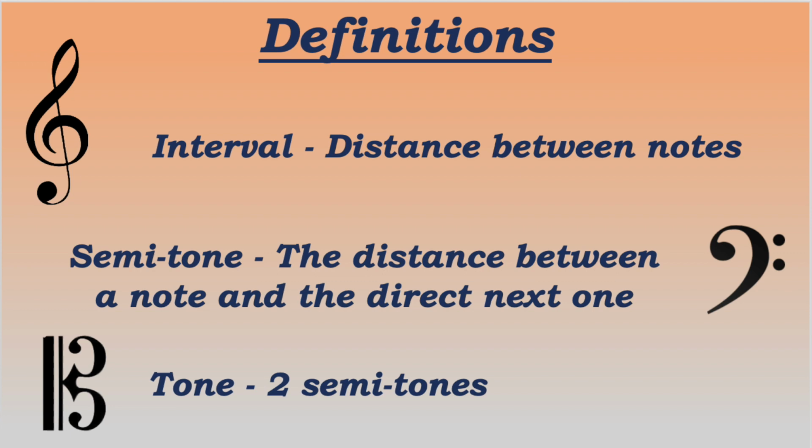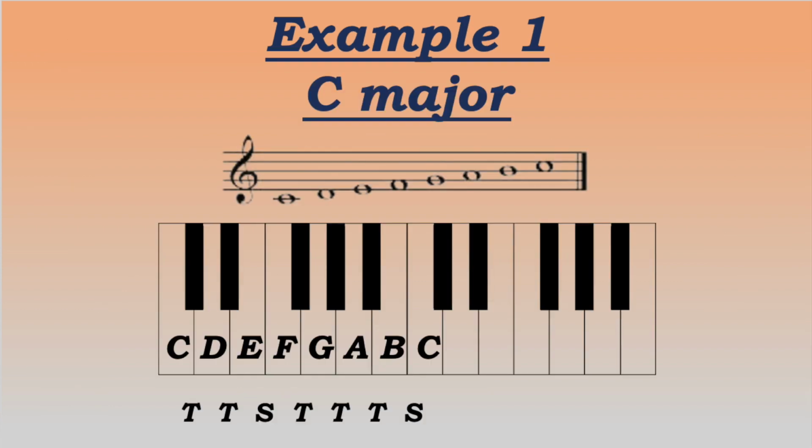Therefore, we can apply this interval pattern to examples of the major scale. Let's start with C major. The interval pattern is tone, tone, semitone, tone, tone, tone, semitone. Remember that. Keep that in your mind. C to D is a tone. D to E is a tone. E to F is a semitone. Then F to G, G to A, A to B are all tones. And then finally B to C is a semitone. Tone, tone, semitone, tone, tone, tone, semitone. We have followed it correctly.